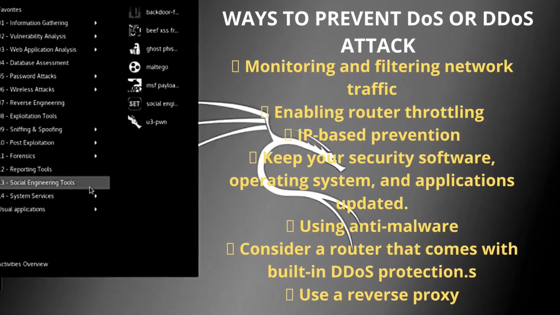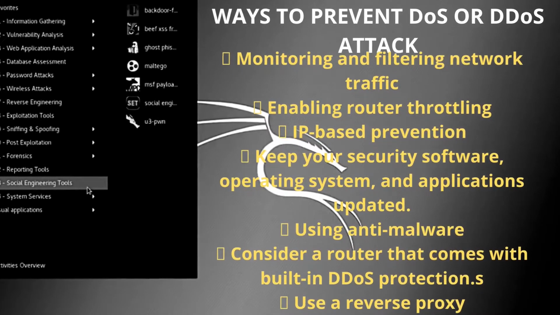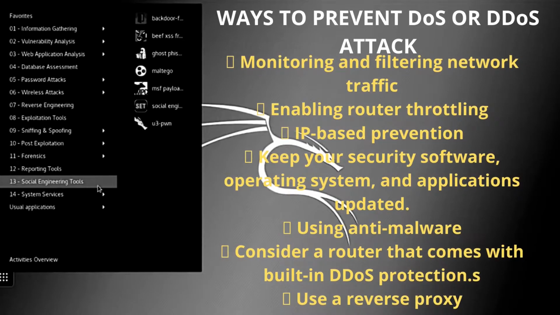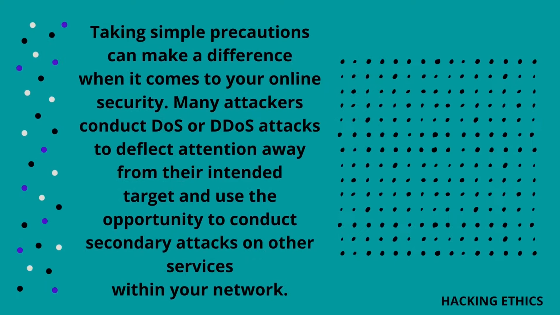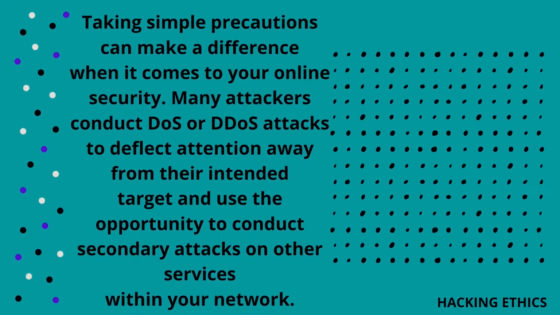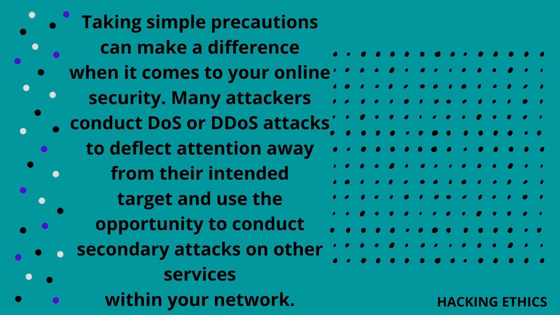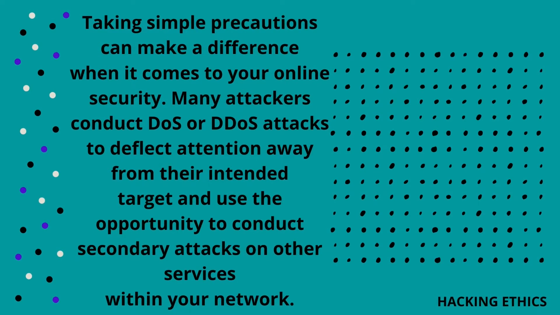Monitoring and filtering network traffic. Enabling router throttling. IP-based prevention. Keep your security software, operating system, and applications updated. Using anti-malware. Consider a router that comes with built-in DDoS protections. Use a reverse proxy. Taking simple precautions can make a difference when it comes to your online security. Many attackers conduct DoS or DDoS attacks to deflect attention away from their intended target and use the opportunity to conduct secondary attacks on other services within your network.